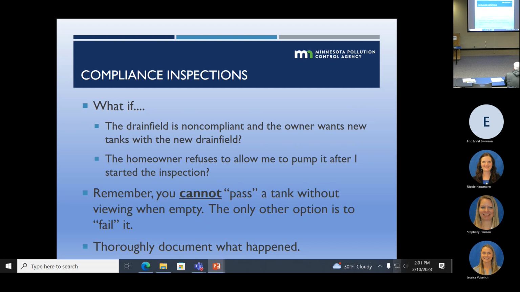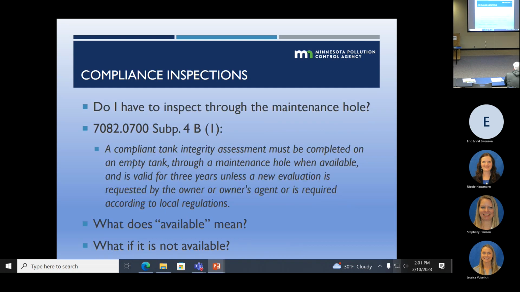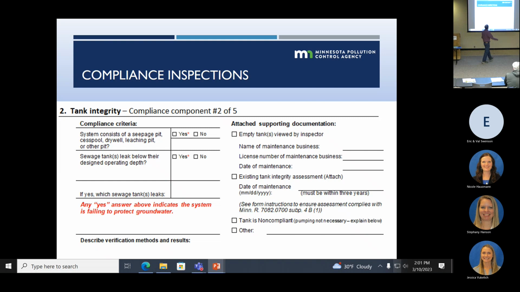So then what you're going to do, this is fun, is say tank non-compliant, pumping not necessary, explain below, and you're going to explain landowner wanted new tanks. Once they found out that their drain field needed to be replaced, they didn't care. Explain what happened. Again, doesn't have to be a 5-page essay. Explain what happened and why you didn't pump the tanks and why you're calling them non-compliant. Because remember, rule says you can't say that it's compliant if you didn't look at it when it was empty. Then your only other option is to say that it was non-compliant.